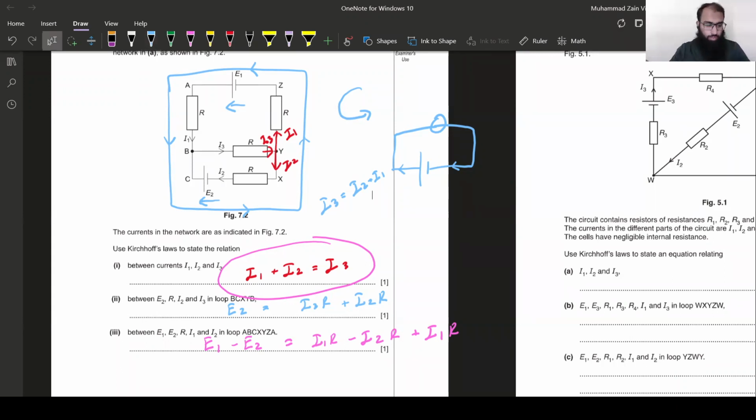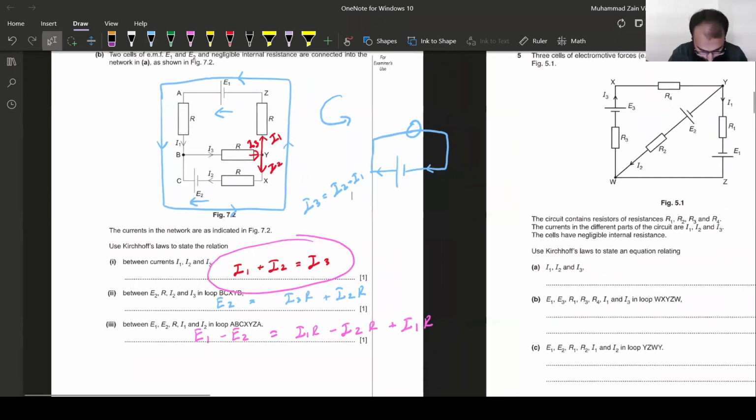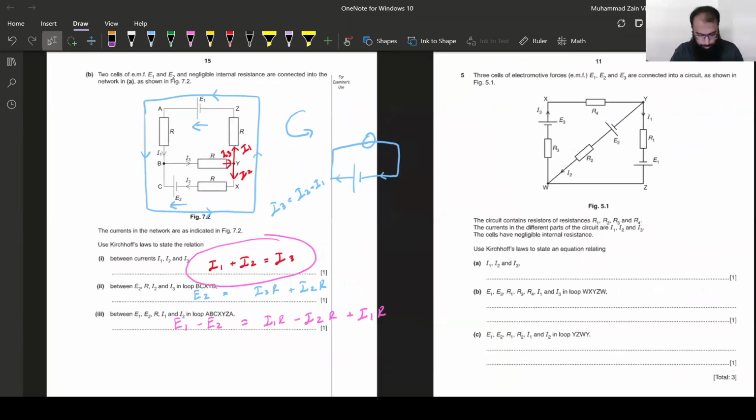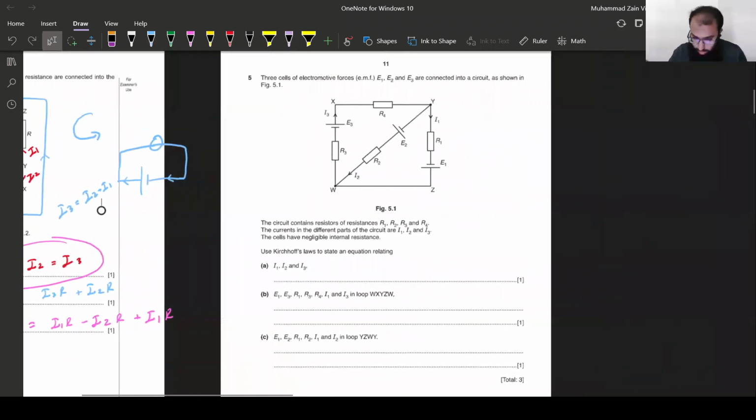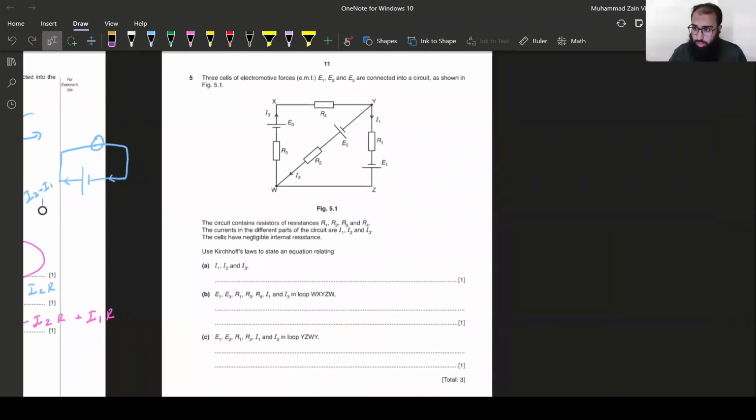Okay, so this is how we do this. And then coming to the next part, use Kirchhoff's law to state an equation relating I1, I2, and I3. Just a second.